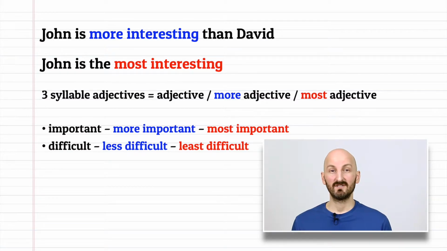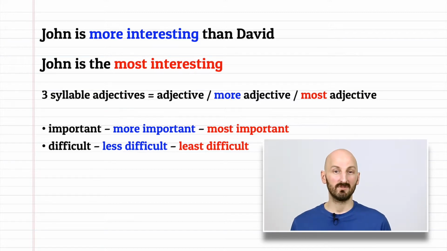Okay, so what about adjectives with more than one syllable? John is more interesting than David. When the adjective has three syllables or more, like difficult, intelligent, or expensive, the form changes. It's interesting, more interesting, most interesting, or interesting, less interesting, least interesting. All three-syllable adjectives use this form. Other examples are important, more important, most important, and difficult, less difficult, least difficult. It's the same every time.